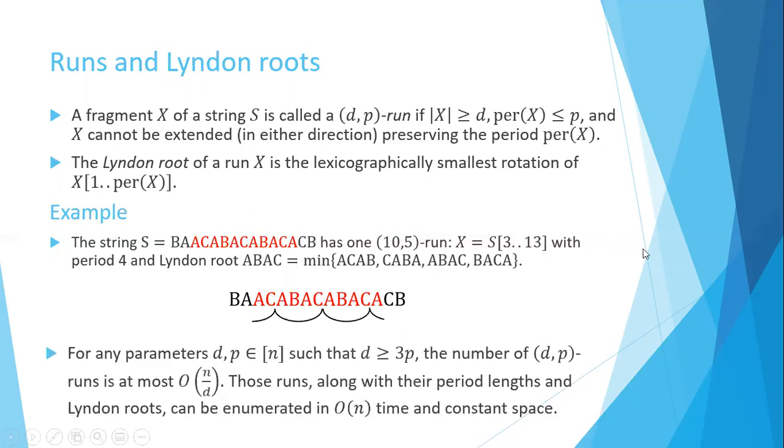And we note that as long as d is at least 3 times p, then of course the number of d-p runs is at most n over d, because the length of each run is at least d. And those runs, along with the period lengths and Lyndon roots, can be enumerated in linear time and constant space.